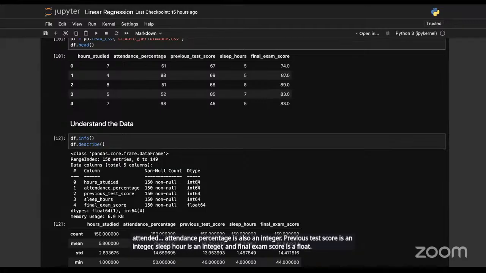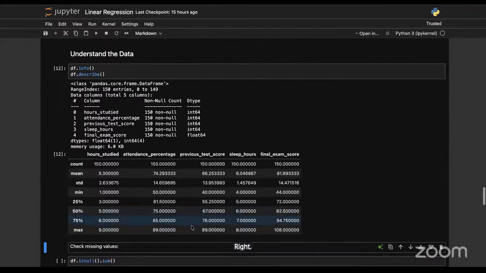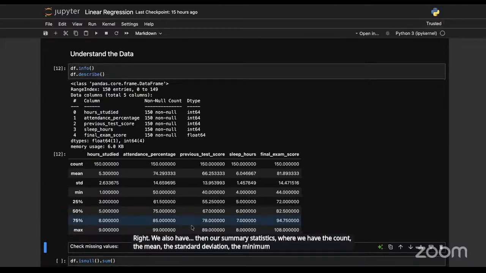We'll also have our summary statistics, where we have the count, the mean, the standard deviation, the minimum, the first quartile, second quartile, third quartile, and our maximum.